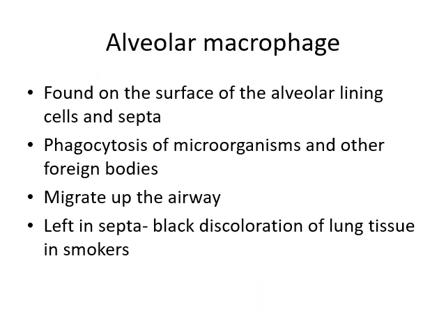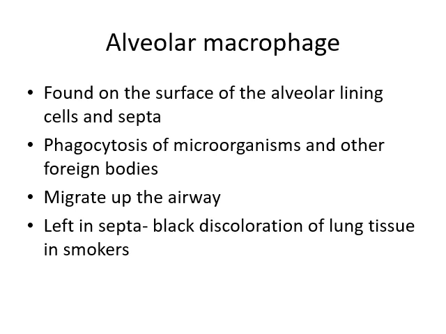Okay, so alveolar macrophages are generally found in the alveolar lining cells or in the septa, that is between each of the alveoli, right? Septa means between the walls of the alveoli. Then they phagocytose microorganisms and other foreign bodies, and they can migrate up the airway. The macrophages can stay inside the lumen, and they can migrate up along the airways until they sometimes get coughed out as well.